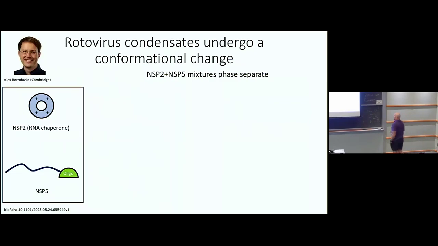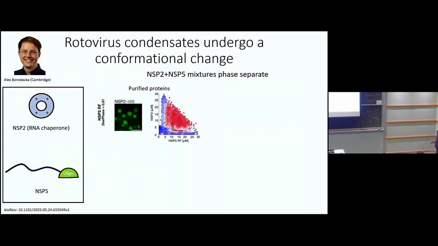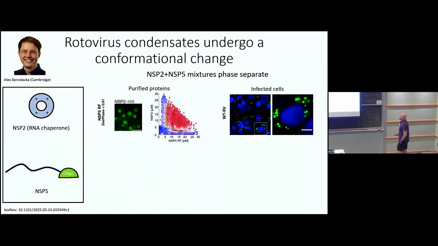So what Alex's group did, in collaboration with Thomas right here, is they collected phase diagrams of these two proteins. This is mixing NSP2 and NSP5 together, and you see the following phase diagram. Now, the next thing they did was take these two proteins, label them, and look at them in infected cells, and reassuringly, you see qualitatively the same behavior, the formation of puncta containing these two proteins.